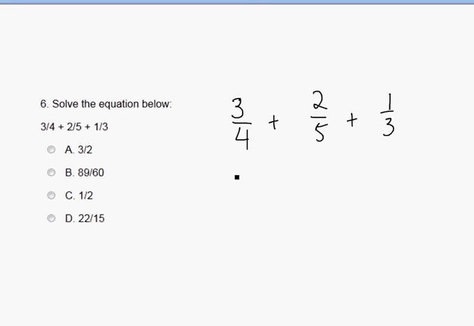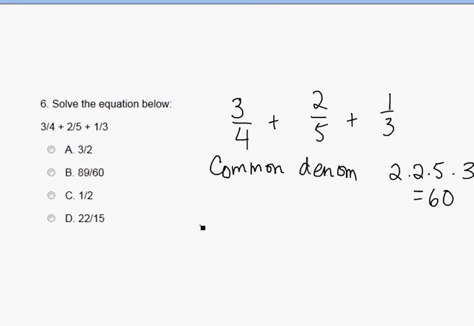So when adding fractions, we of course need a common denominator. If we look at the factors of this denominator, my factors are 2 times 2, and both of these are prime numbers, so their only factors are themselves and 1. So my common denominator is going to be the product of all of these factors. So my common denominator is going to be 2 times 2 times 5 times 3, or 4 times 5 times 3. So my common denominator is going to be 60.